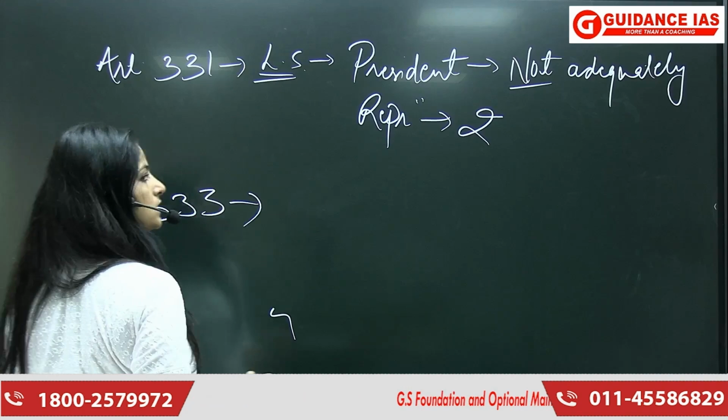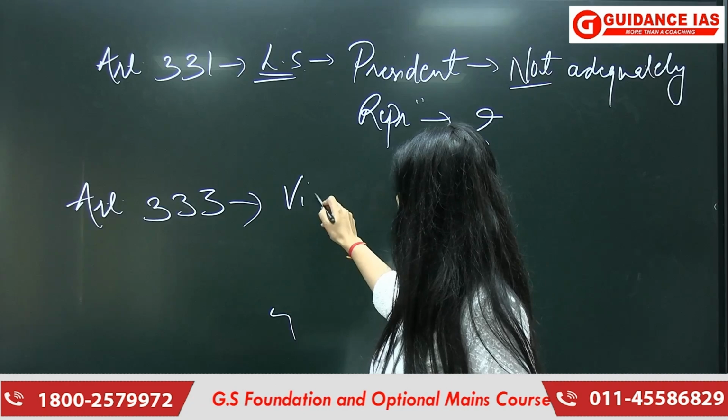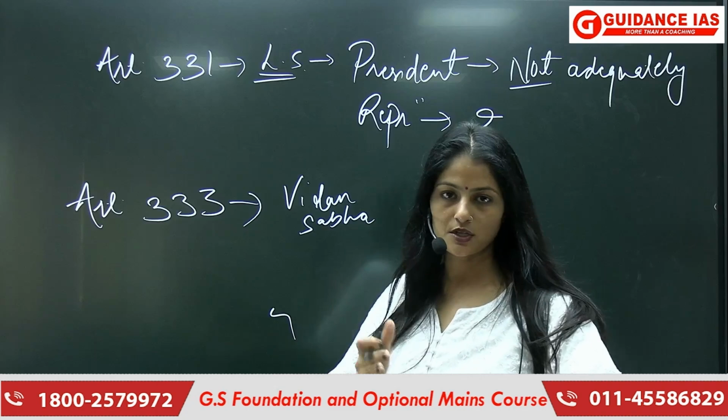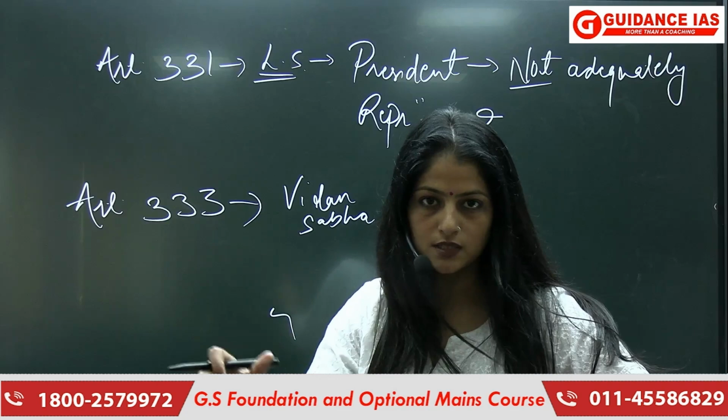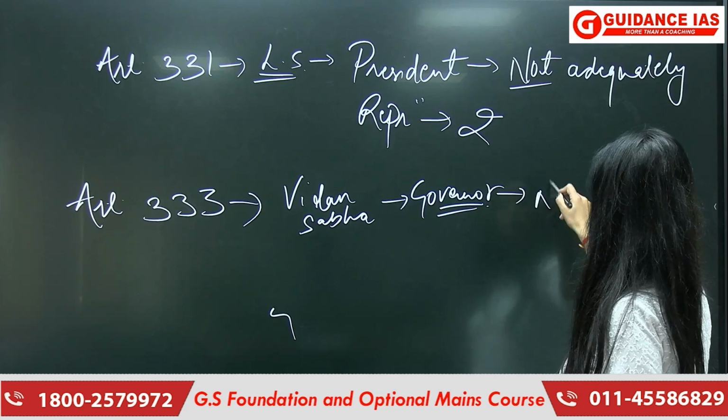Now the next article is Article number 333, which is again giving reservation to the Anglo-Indians, but here there is a difference from Article 331. In 333 it says that in the Vidhan Sabhas, or at state level I'm talking about, they will be given reservation. But who would be the authority to give that reservation at the Vidhan Sabha or the state level? The Governor would have this authority. So the Governor would be the authority in charge, who can nominate, right? So this nomination and election, this differentiation you always have to remember.